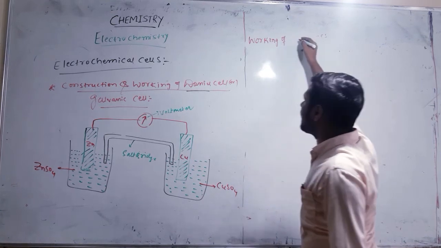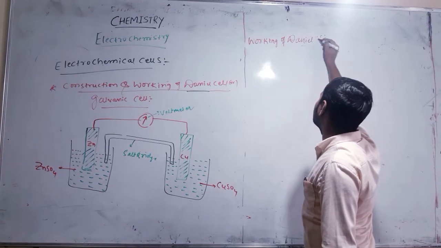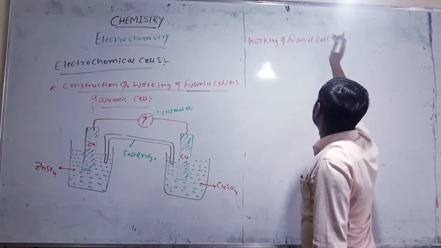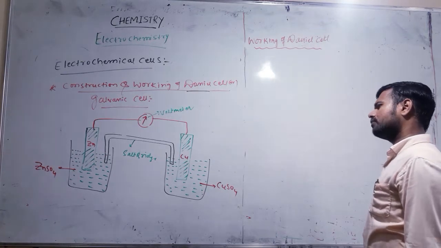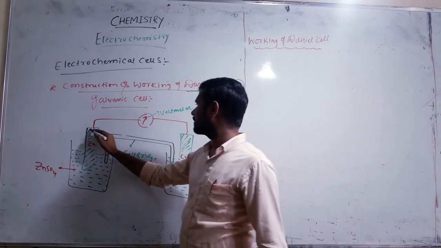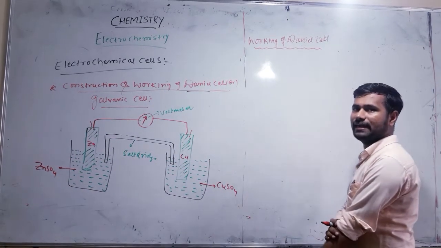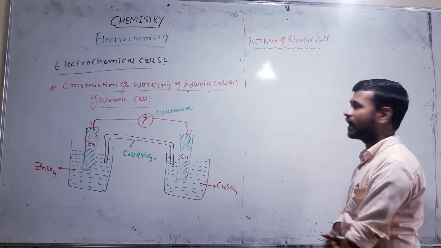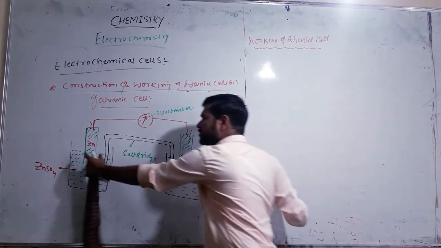A working Daniell or galvanic cell. Take a Daniell cell. Working of a Daniell cell. First of all, what happened? Whenever I apply some electric current through the switch, what happens? See here.